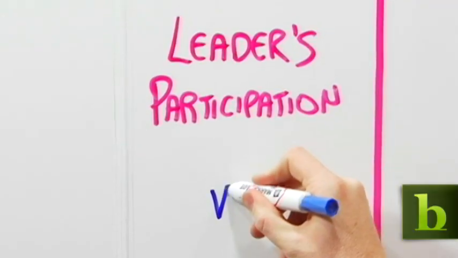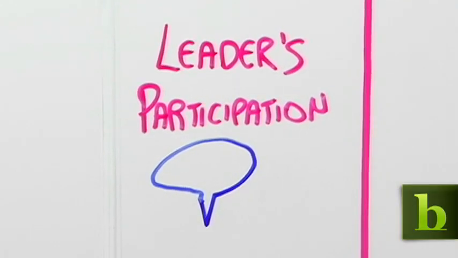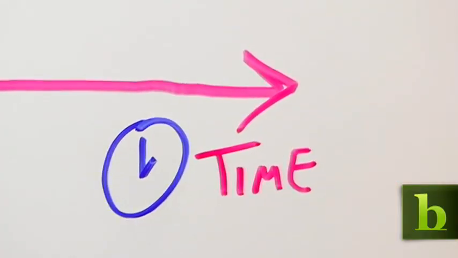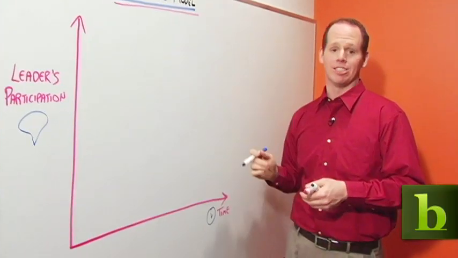Here on the vertical axis, we have the leader's participation. This is how much you talk and interact with the team. On the horizontal axis, we have time. I'll just put a clock here. This could be in days, weeks, or months, depending on how long the project will go on for.